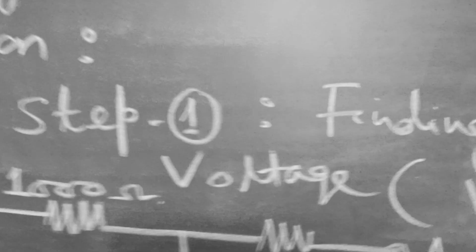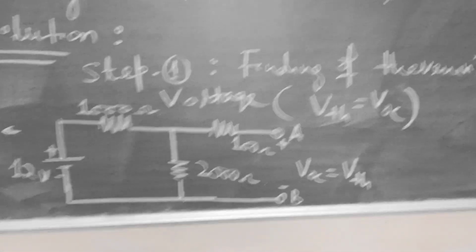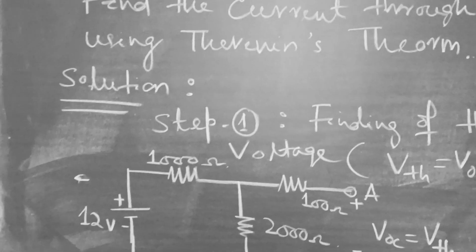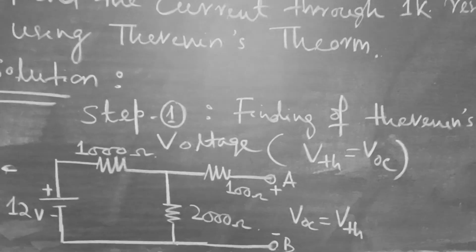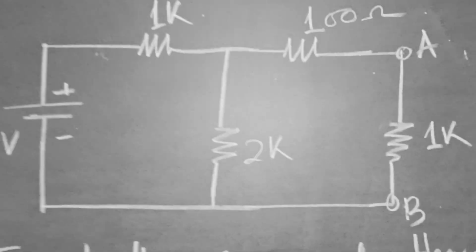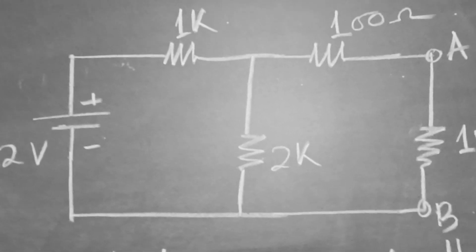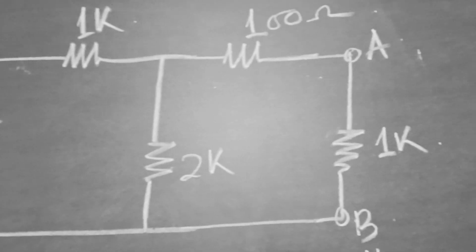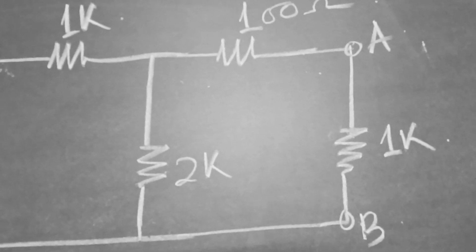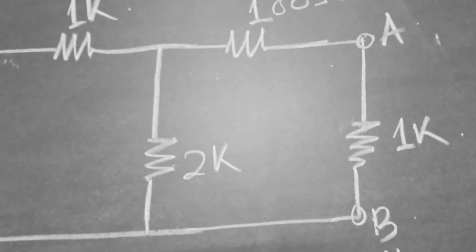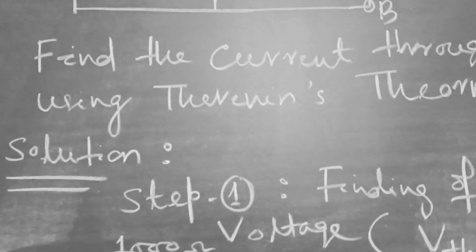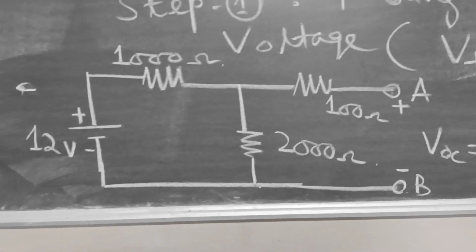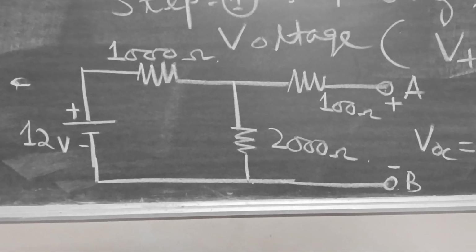Now, steps to find the Thevenin equivalent circuit. Step 1, finding the Thevenin voltage. The first step is to find the solution of the given network. First we have to remove the load terminal. Wherever we have to find the current, first you remove the load terminal AB. Once we remove that, it will be treated as open circuit. Now the open circuit will be as shown in the figure.